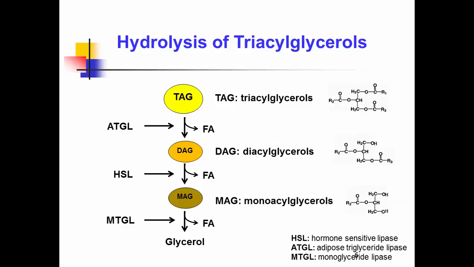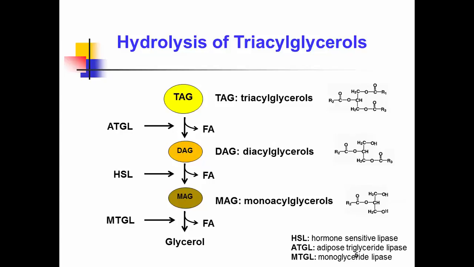A triglyceride has three fatty acids attached, right? ATGL is actually the first lipase that catalyzes the removal of the first fatty acid from the triglyceride, generating diacylglyceride. You see, you still have two fatty acids attached to the glycerol backbone, and one fatty acid has been removed from the SN1 position.